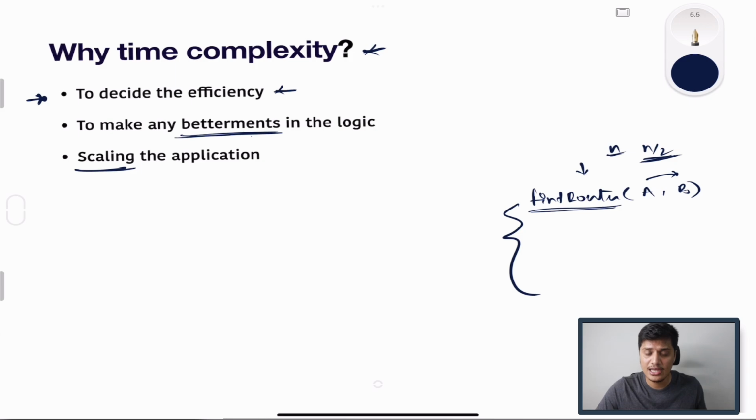Right? So it is very important that we understand the efficiency of our algorithm so that we can make the betterments and scale the applications. So that is the reason why we do the time and space complexity analysis of the algorithms that we will be implementing.